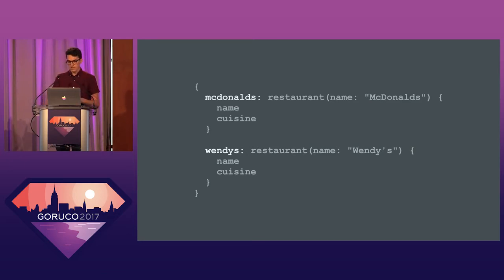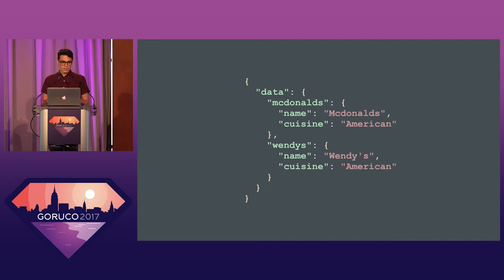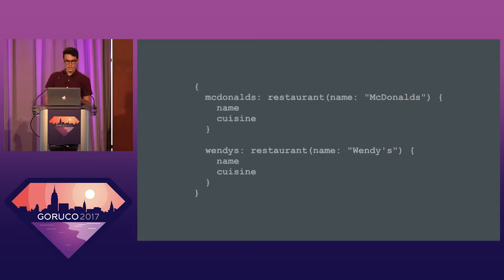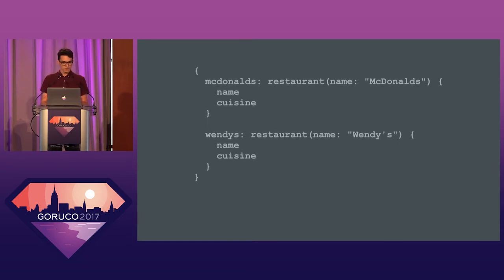So if we look at what this may look like as a response, you can see that instead of having our duplicated restaurant field names, now they're using the alias field names. And one more thing that you'll notice about that previous example is that there's some duplication, which isn't great. Name and cuisine is reused.